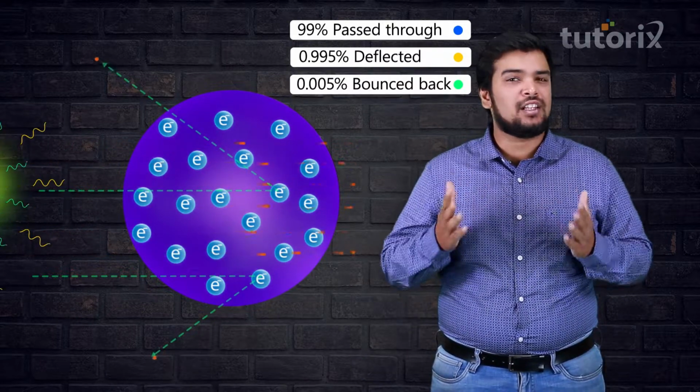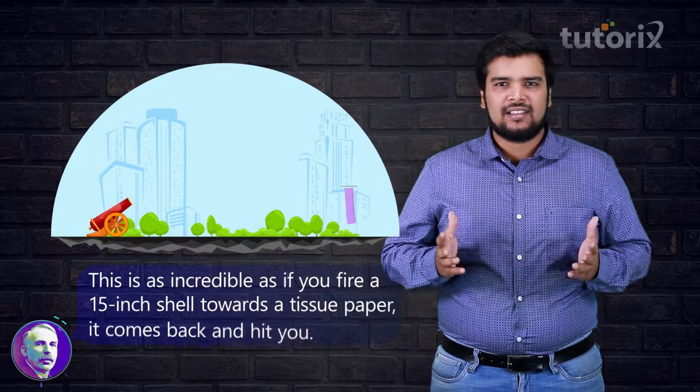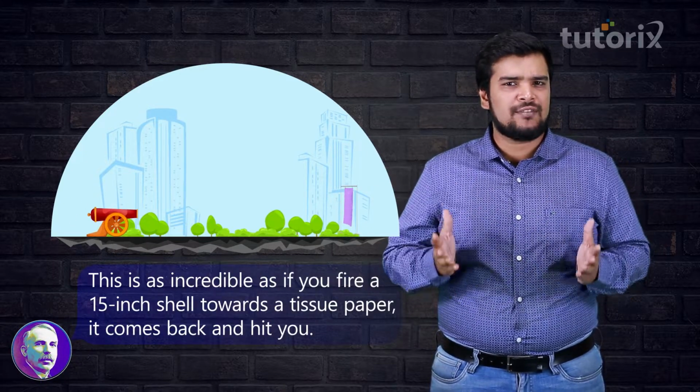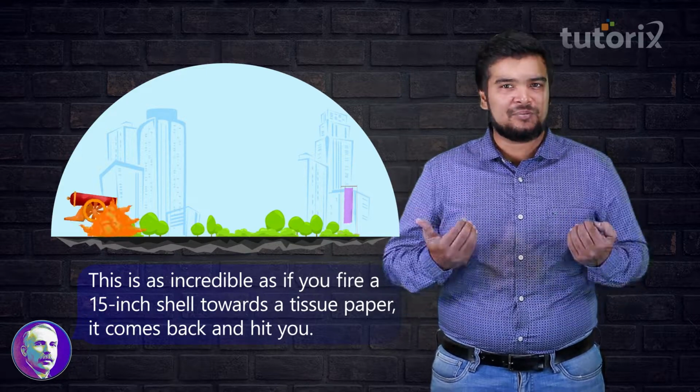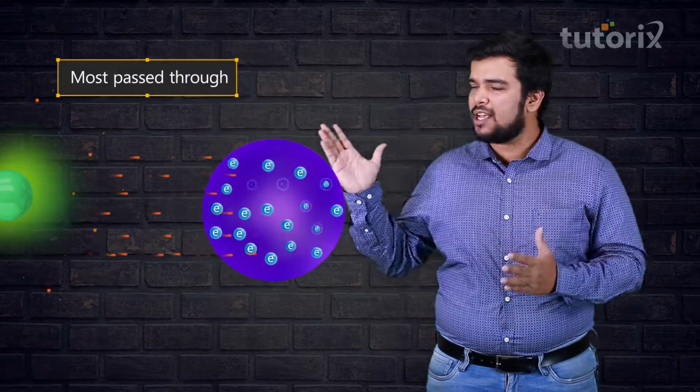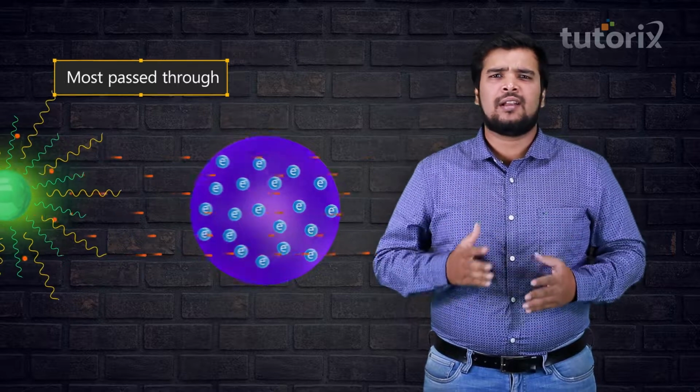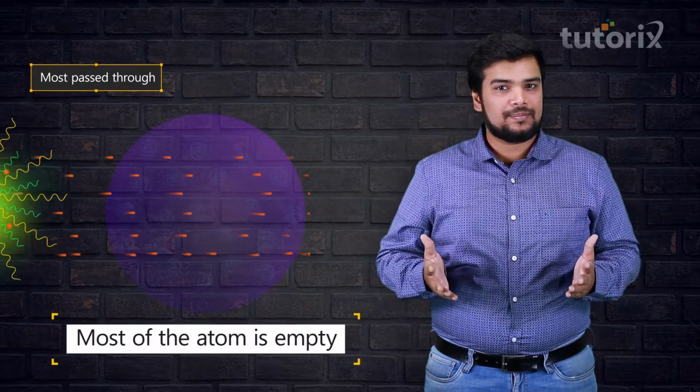If I have to put that in Rutherford's words, he said that this is as incredible as if you fire a 15-inch shell towards a tissue paper, it comes back and hits you. Since most of the alpha particles simply pass through the atom, we can say that most of the space in the atom is empty.